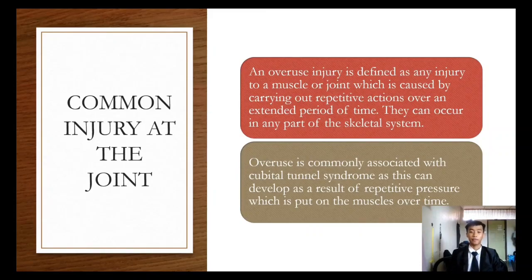Common injury at the joint. An overuse injury is defined as any injury to a muscle or joint which is caused by carrying out repetitive actions over an extended period of time. They can occur in any part of the skeletal system. Overuse is commonly associated with cubital tunnel syndrome, as this can develop as a result of repetitive pressure which is put on the muscle over time.